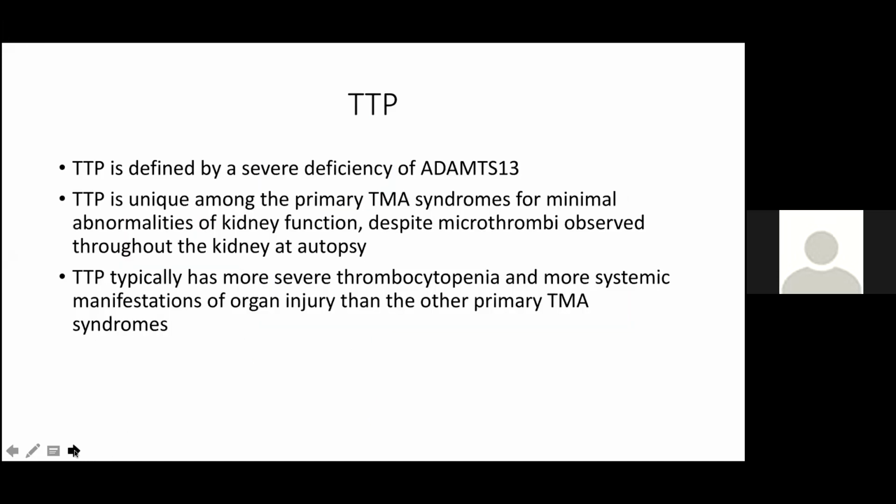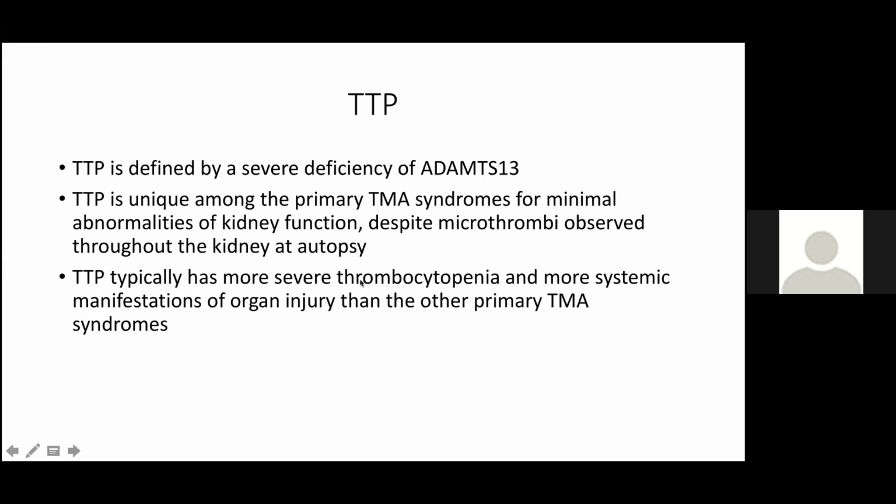So a few words about TTP, as it is the thing that we finally have to identify. It is defined by severe deficiency of ADAMTS13. It is unique among the primary TMA syndromes for minimal abnormalities of kidney function, despite microthrombi observed throughout the kidney at autopsy. So you diagnose it actually by renal biopsy, but you will not see significant abnormality in the kidney functions.